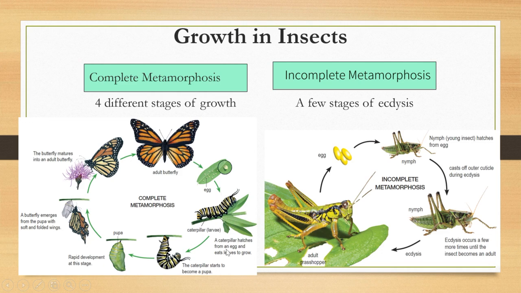The caterpillar hatches from an egg and eats leaves to grow. And then it will grow into the third stage, where the caterpillar starts to become a pupa. This is the third stage of complete metamorphosis, which is the pupa. And then the last stage is this one: a butterfly emerges from the pupa with soft and folded wings.